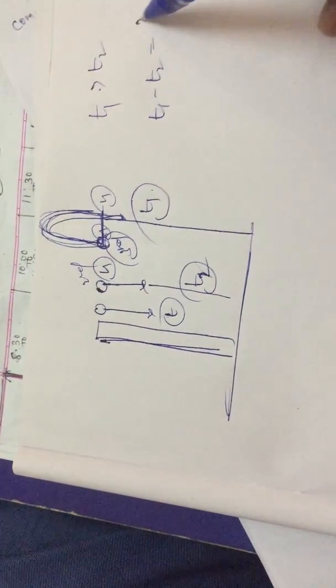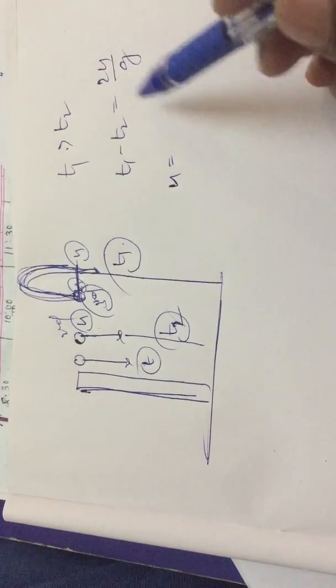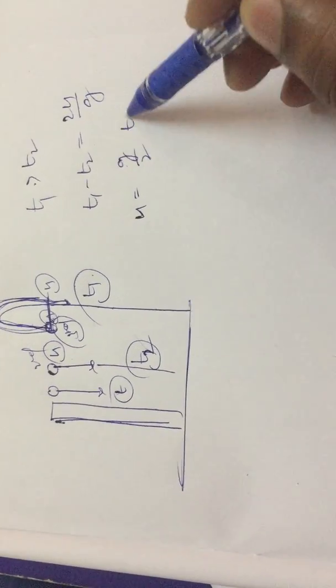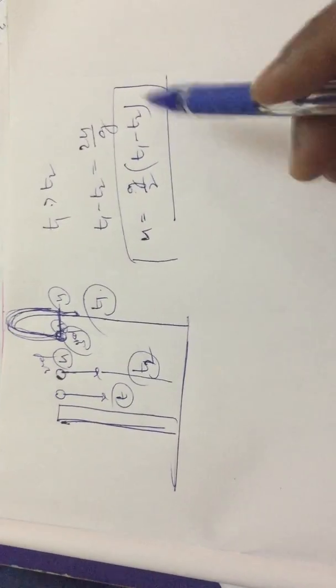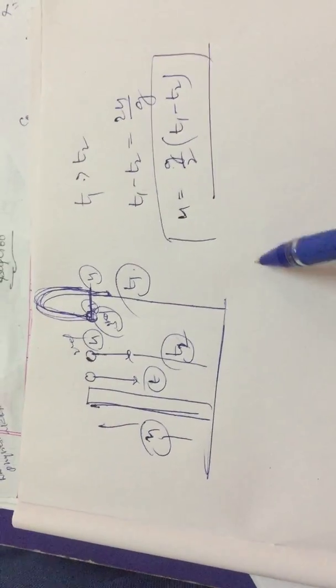This is the maximum height, let it be 2u by g. Then the initial velocity u equals g by 2 of T1 minus T2. We will write this, the formula for initial velocity. Next, they will ask you to find h. You can take h for anything.